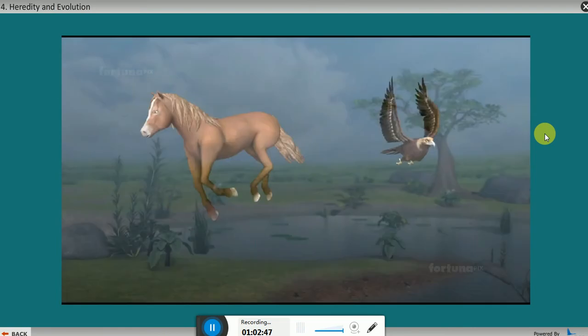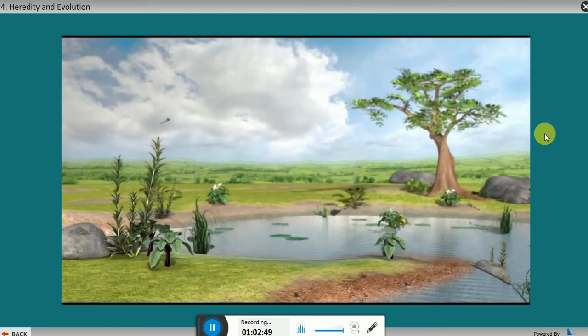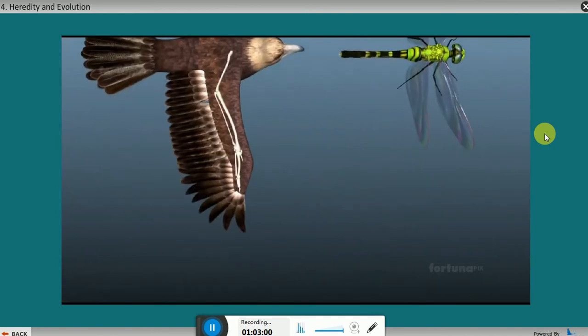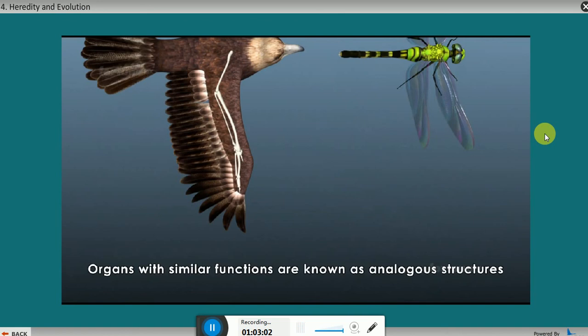Take, for example, the wings of a dragonfly and a bird. Both sets of wings perform the same function of flying, but unlike a bird, the wings of a dragonfly have no bones in them. Organs with similar functions are known as analogous structures.